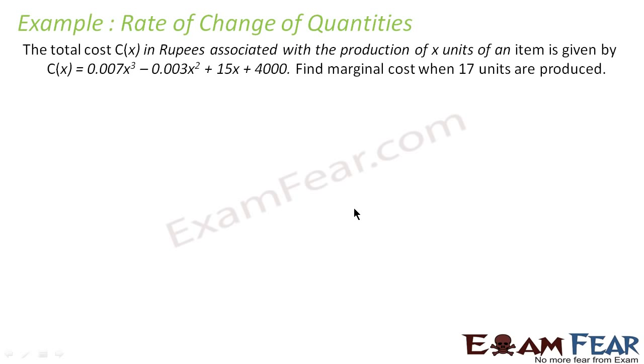Let's take one more example, a little different one. The question says the total cost in rupees with the production of x units of an item is given by this formula. We have to find the marginal cost when 17 units are produced. The reason I'm taking this question is that there's a new term called marginal cost, and you should know what marginal cost is.